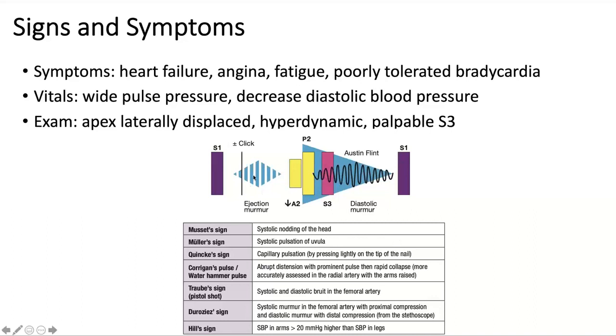You may even hear a slight ejection murmur, which is the rapid stretch of the aorta, potentially a click. And then there are numerous physical signs of aortic insufficiency. Musset's sign, which is the head bobbing, Müller's sign, where you can see the uvula bounding. Again, that's just the high systolic, very low diastolic, that whipping. And Quincke's, which I've never seen, but it's interesting, capillary pulsation.